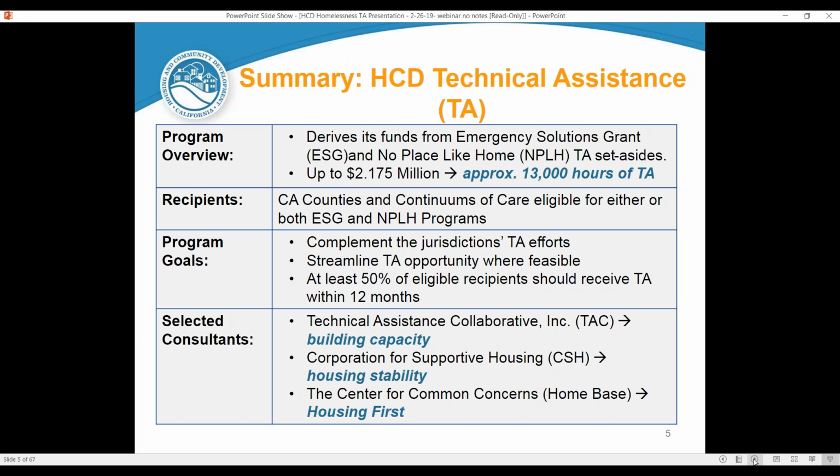As I mentioned earlier, the Technical Assistance Collaborative Incorporated will be providing building capacity, and they will later be able to tell you a little bit more about themselves. Corporation for Supportive Housing will be providing housing stability, and the Center for Common Concerns, which we know in California as Homebase, will be providing housing first.